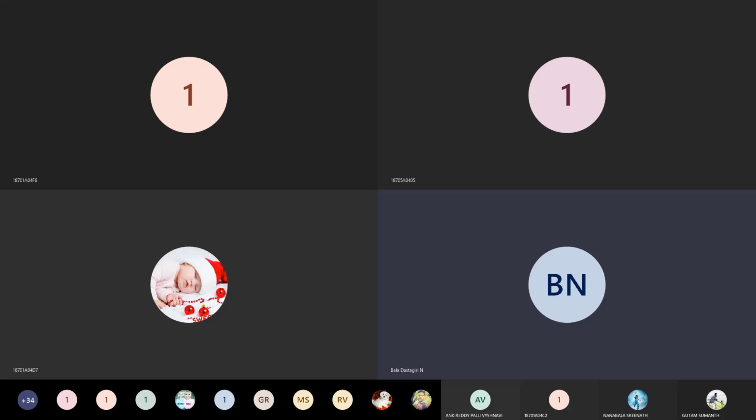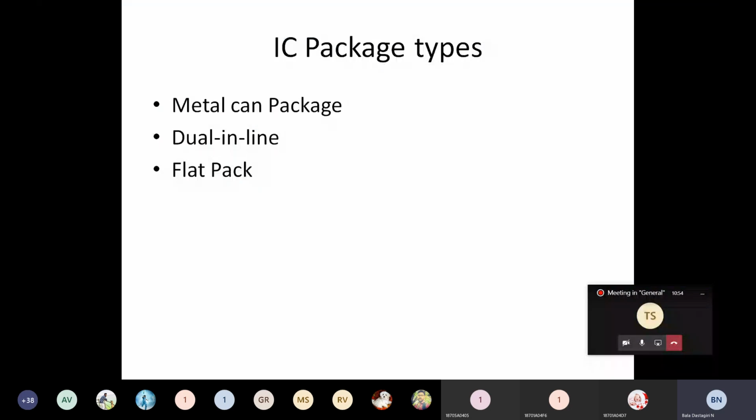So in the last class, we have seen the introduction to ICs. We have seen the IC design flow. After that, we have seen the ASIC design flow and FPGA design flow. Now let us see the IC package types.